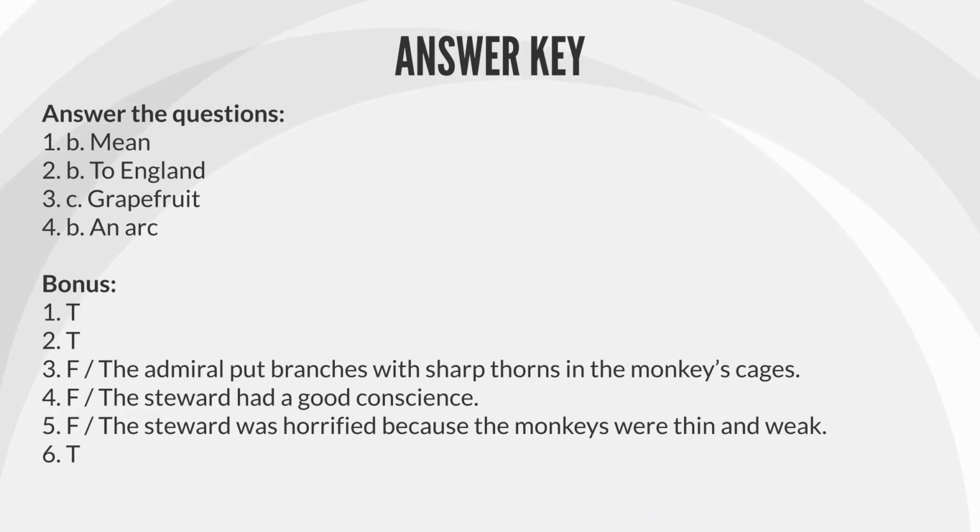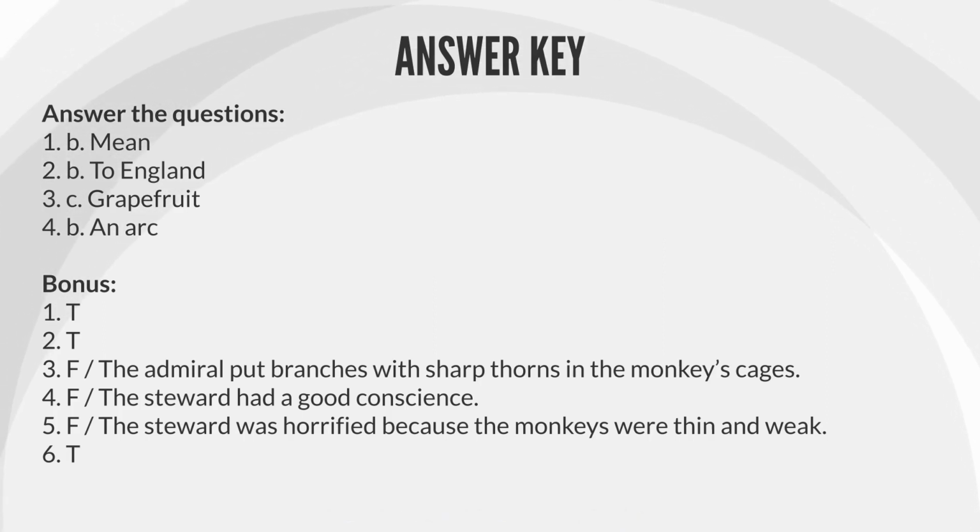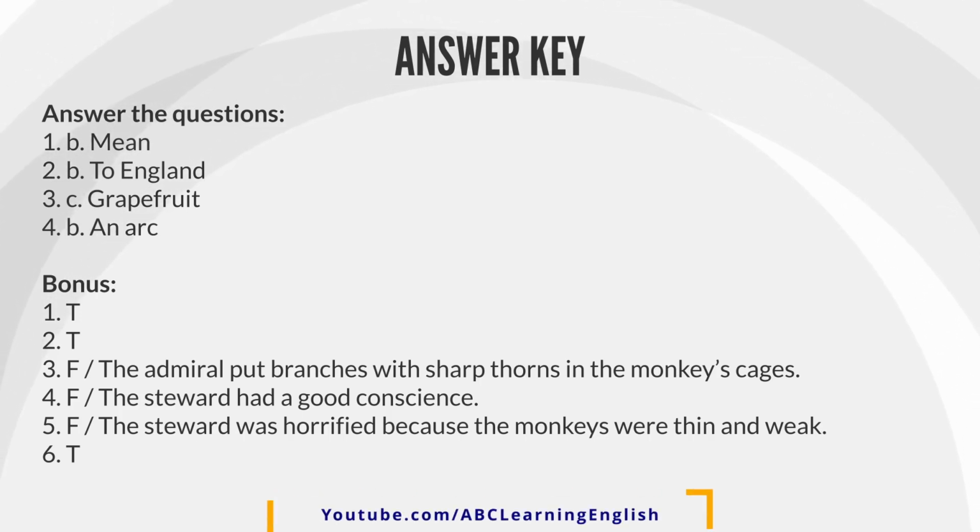Bonus. 1. T. 2. T. 3. F. The admiral put branches with sharp thorns in the monkeys' cages. 4. F. The steward had a good conscience. 5. F. The steward was horrified because the monkeys were thin and weak. 6. T.